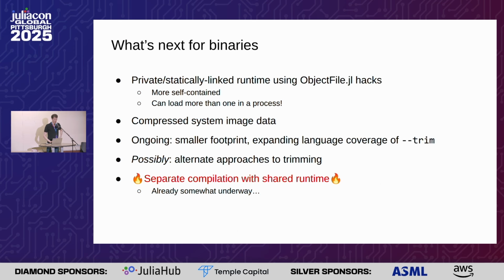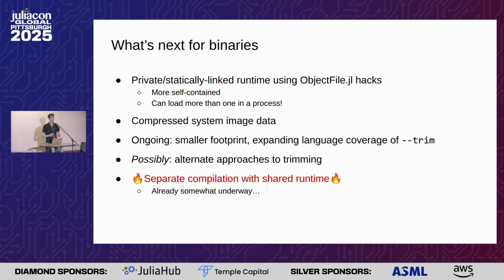So, all right, more broadly though, what's next for binaries? Hopefully next year, maybe in a couple of years, if I were to add to that series of commits in the beginning about improvements to building binaries, some things that are coming up include being able to get a private copy of the runtime with your library, possibly statically linked into it. We've got some hacks in objectfile.jl that now make it possible to do that. And that's useful because you can get something that's hopefully more self-contained. If you can give someone one file, that's better than giving them 2 or 3.